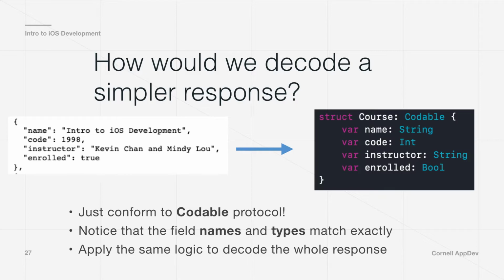Notice that the field names and types have to match exactly, or else you're going to get decoding errors. So you just have to be careful, especially when you're interacting with your backend developers, that the variables match exactly. Because if you have one typo or anything, your app is going to crash because you're going to get a decoding error.